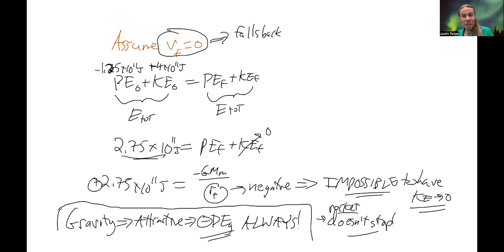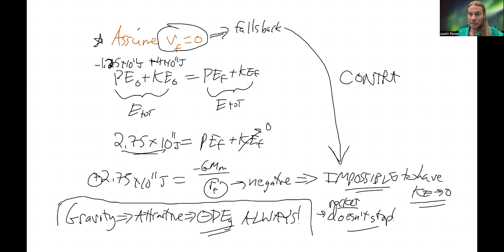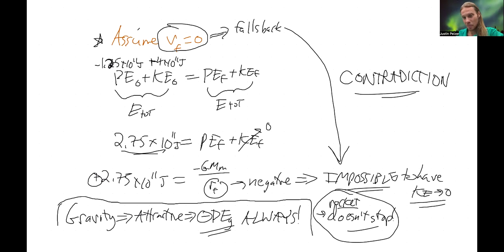It's the logical progression. We're not making any guesses here. Or if we make an assumption, we're proving something by contradiction. If we assume it falls back and we get an impossibility, that's a contradiction, which means it didn't fall back, which means the rocket doesn't stop and it goes on forever. It escapes. It's impossible to have kinetic energy go to 0, which means it's impossible in this scenario.